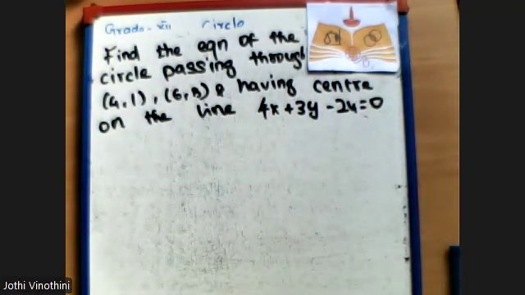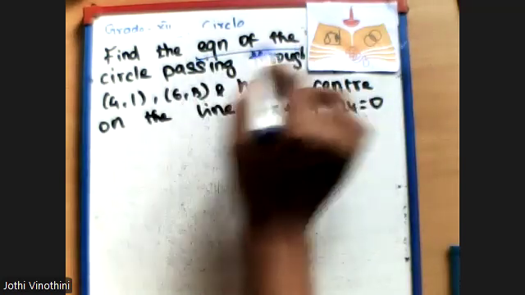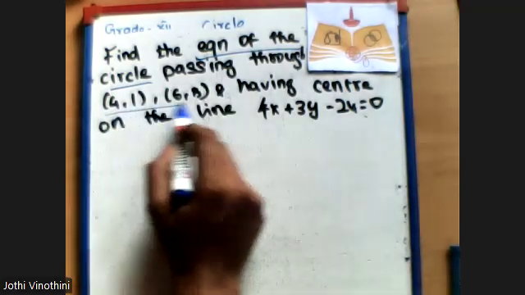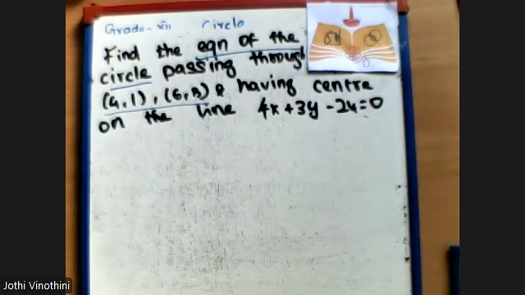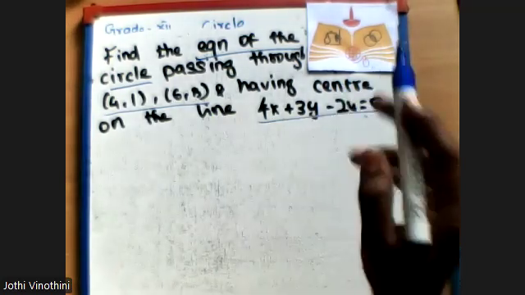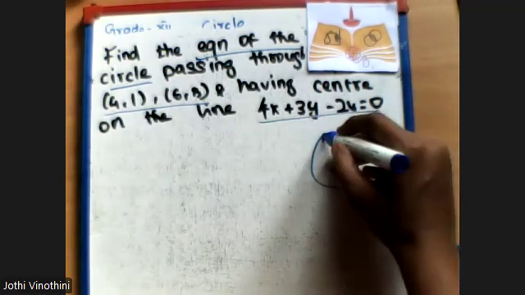So what is given? They ask us to find the equation of a circle. What is given to us? They gave the 2 points on a circle, and they also let us know that there is a line which passes through the center of the circle. So it will be like this.